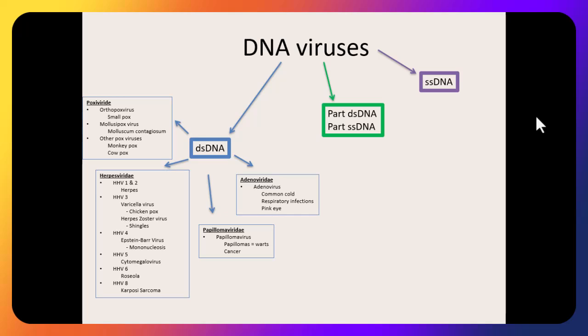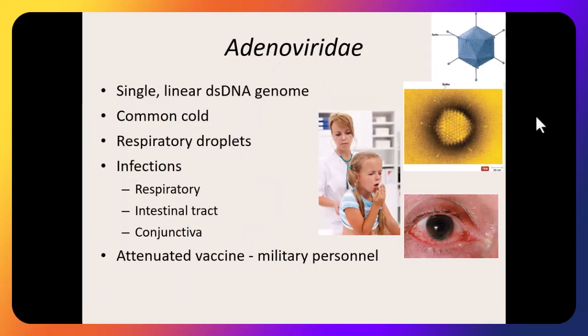Our last group, our double-stranded DNA, is the adenoviridae group. And this is one that probably all of you have had an experience with because it is one of the viruses that causes the common cold. It's not the only one. We're going to talk a whole lot more about ones next week that cause the common cold. There's so many viruses that can cause the common cold, so many. But it's one of the DNA viruses that causes the common colds.